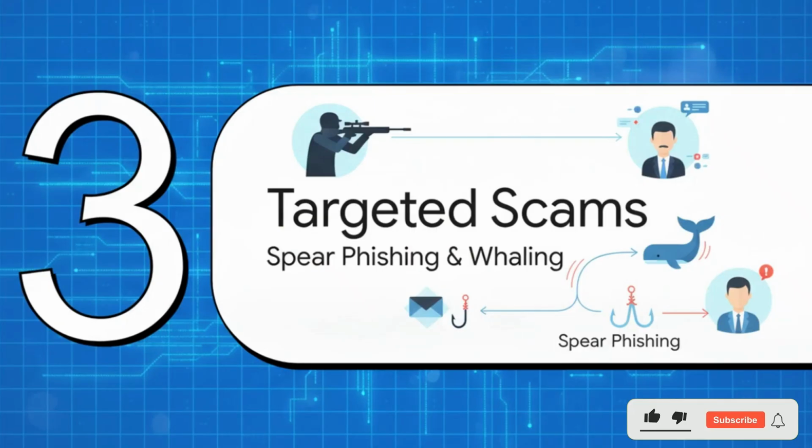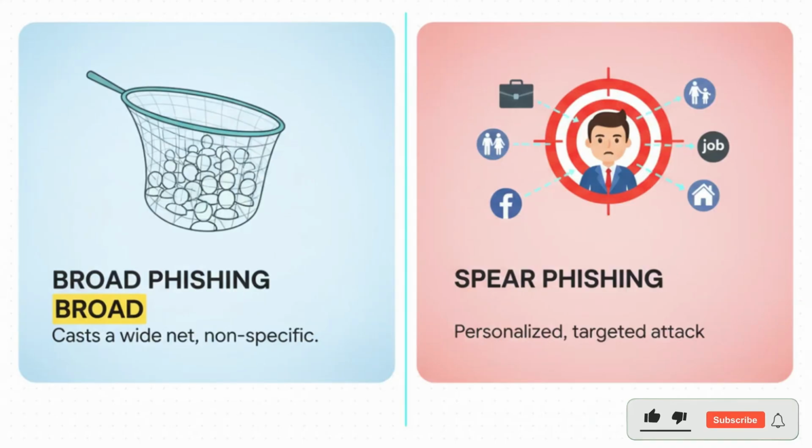Okay, Section 3, highly targeted scams. This is where we escalate from that broad net to a highly precise sniper approach. Take a look at this comparison. On the left, traditional phishing is super generic, but on the right, spear phishing is customized just for you. Hackers actually do their homework here.